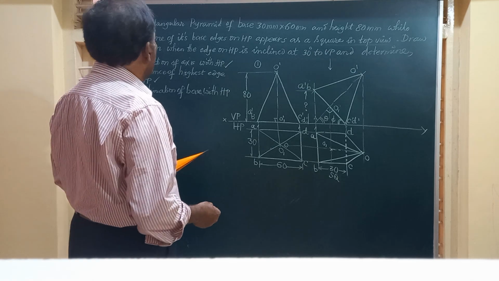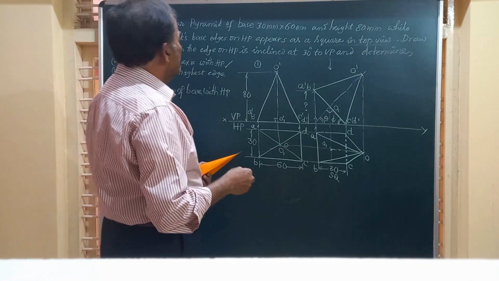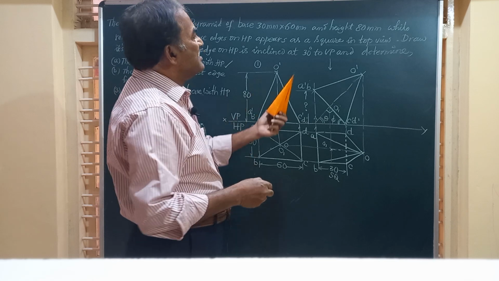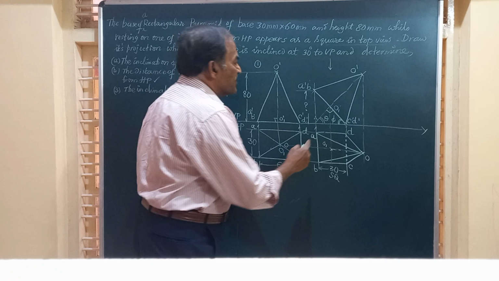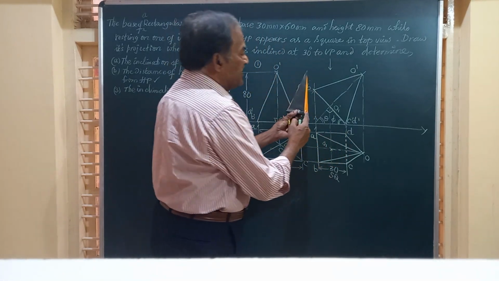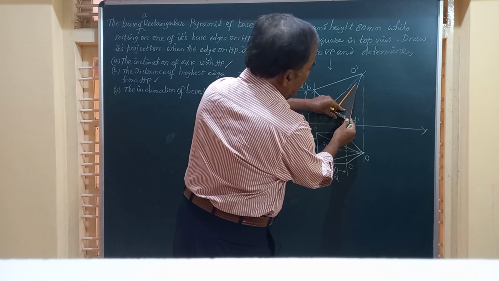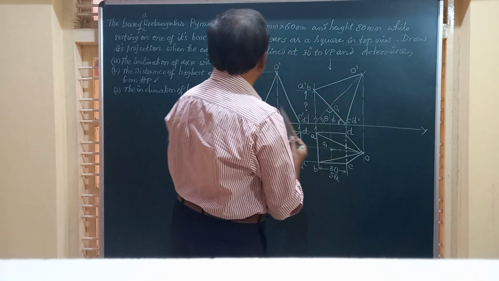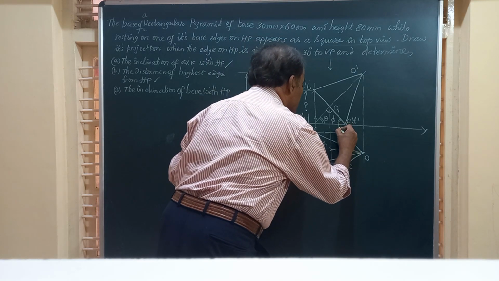Next friends, let us see what else is asked. Draw the projections when the edge on HP is inclined at 30 degrees to VP. Friends, the edge of the pyramid resting on HP is this CD. That CD is resting on HP, but now that CD is perpendicular to VP.